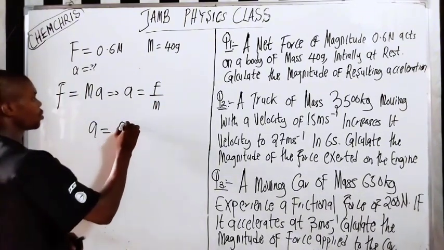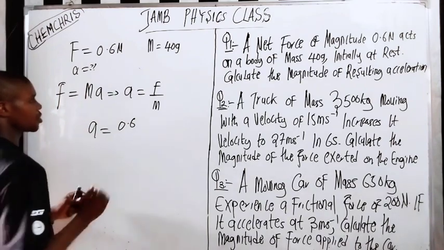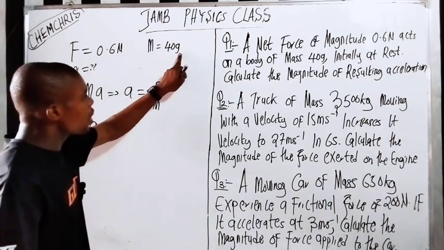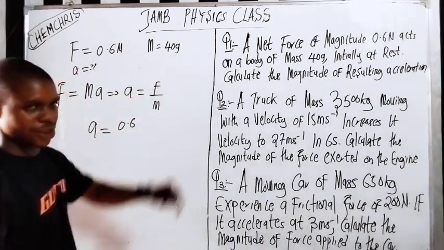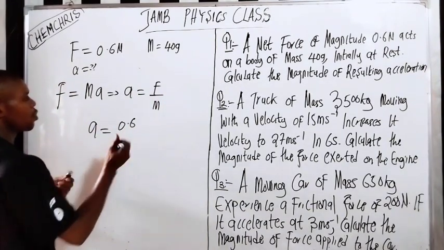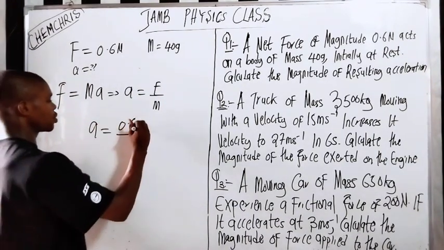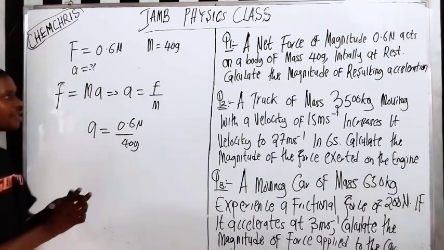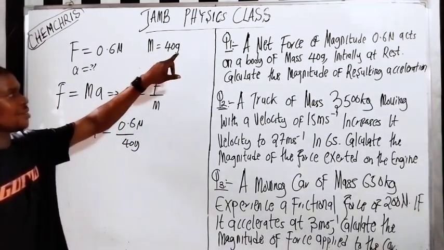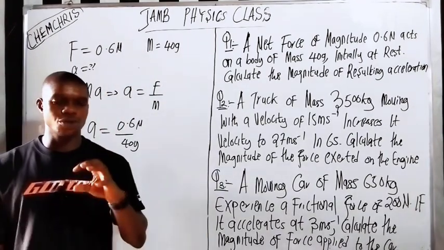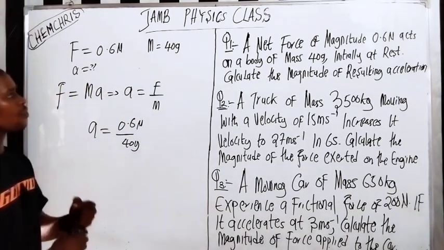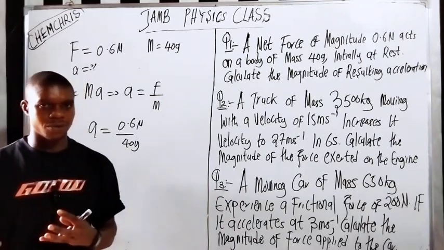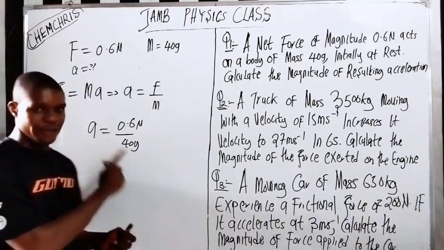My force is 0.6 newton, but you have to convert the mass to kg. So it will be newton over 40 gram. Do you understand why? Because this gram must be converted to kg. And to convert gram to kg, you have to divide by 1000.